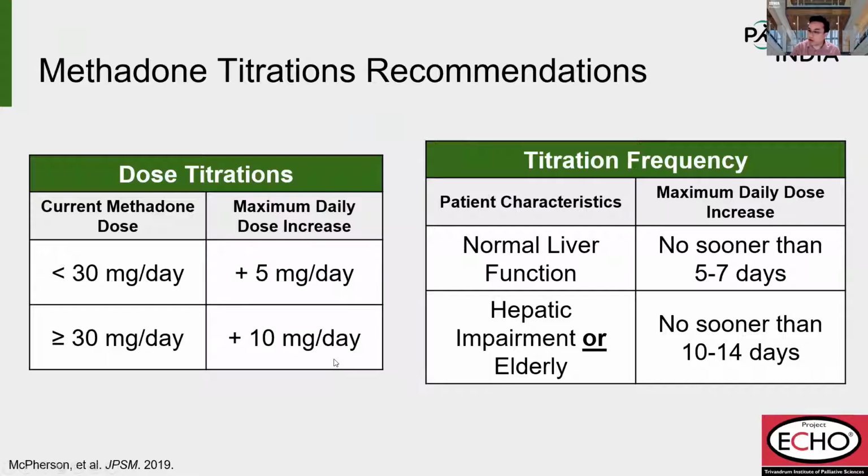increase. But when we're trying to decide how long should we wait for steady state, things to keep in mind is if patients are having generally normal liver function and we're not concerned about this, then we don't want to make any dose adjustments any sooner than 5 to 7 days. If there is concerns of hepatic impairment or patients are elderly, then we would want to be conservative and assume they may have slower metabolism. So we want to wait 10 to 14 days before making dose adjustments.